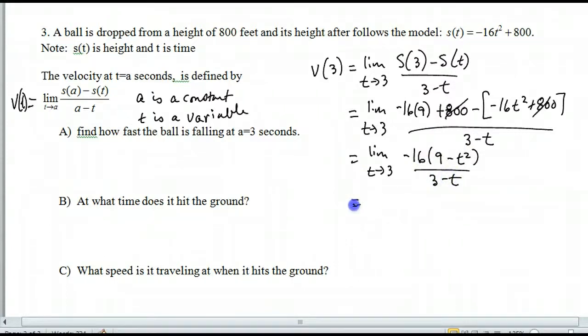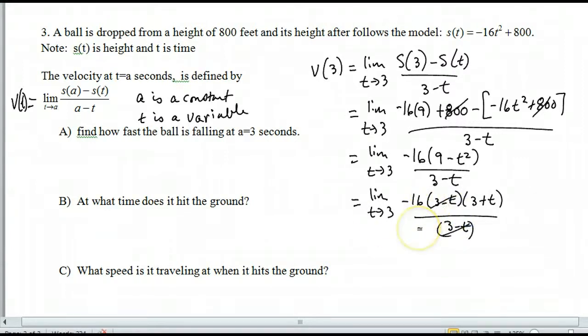Now hopefully you can see what's happening here. Limit as t goes to 3 of negative 16, this would be 3 minus t, 3 plus t all over 3 minus t. This and this will cancel. And now I can do a direct substitution. If I do a direct substitution, I don't get 0 over 0 anymore. I take the 3 and plug it in there. Negative 16 times 6 would be negative 96.